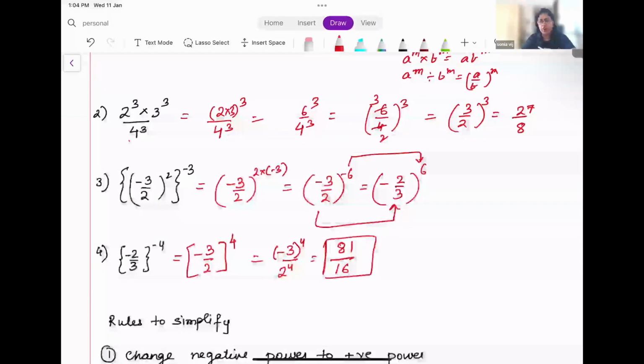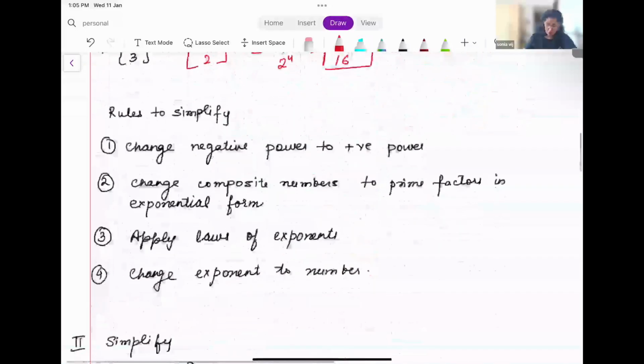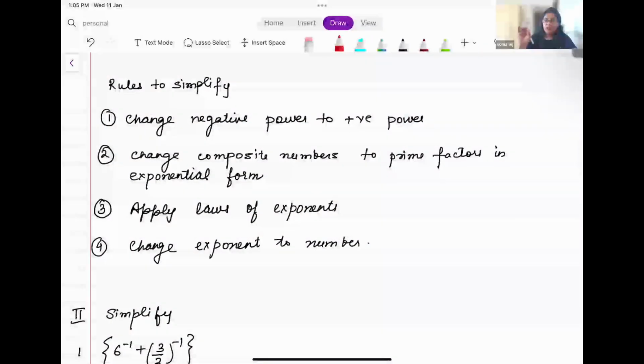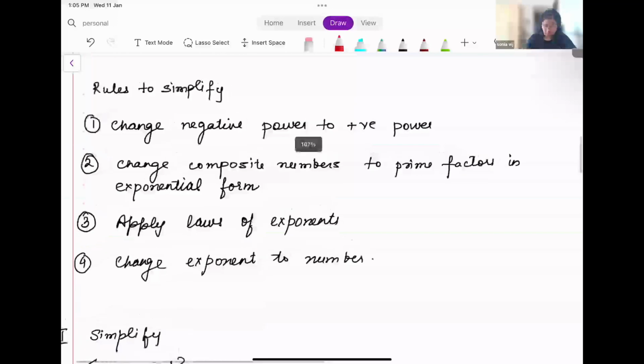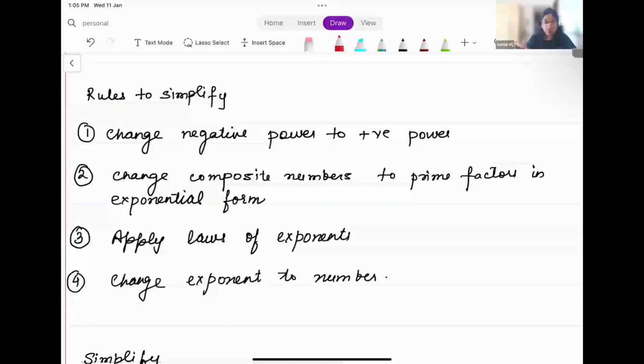Now, most of the questions where the kids are getting confused is to simplify the exponents. For that, I have broken it down into 4 steps. I would recommend that you pause the video, write the steps, understand the steps and then start solving the questions. So to simplify, the rule is: change negative power to positive power. Change composite numbers to prime factors in exponential form. Apply the laws of exponents and change exponents to number.